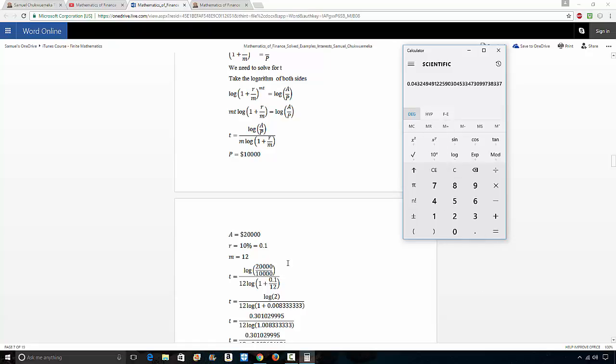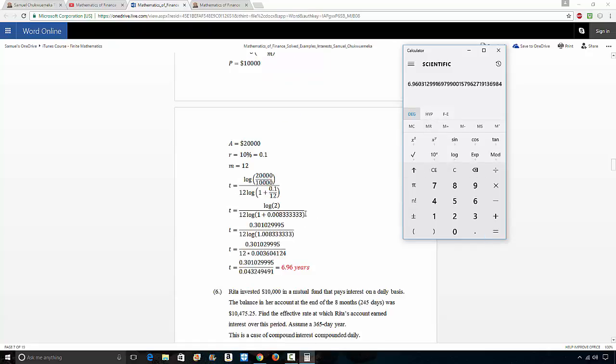And then I know that 20,000 divided by 10,000 is 2. So in this case, I have to press 2 first, and I press log. So you see log 2. Then I do divided by memory recall. I recall the memory, and that is equal to. So this is 6.9603 years.